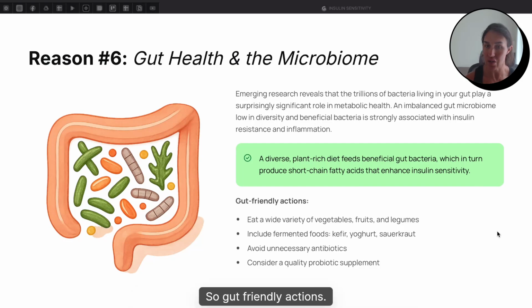So, gut-friendly actions: eat a wide variety of vegetables, fruits and legumes. Include fermented foods: kefir, yogurt, sauerkraut, onions. Avoid unnecessary antibiotics. Consider a quality probiotic supplement.